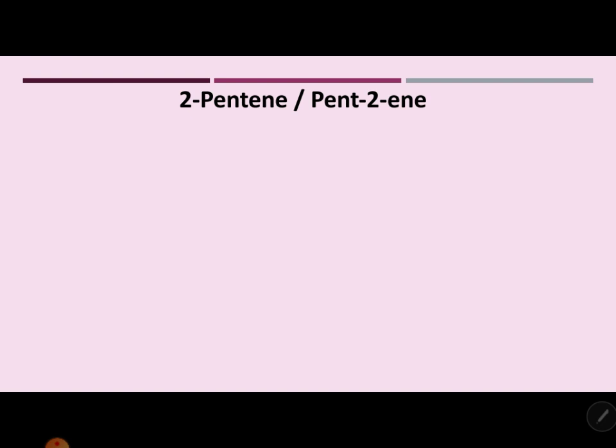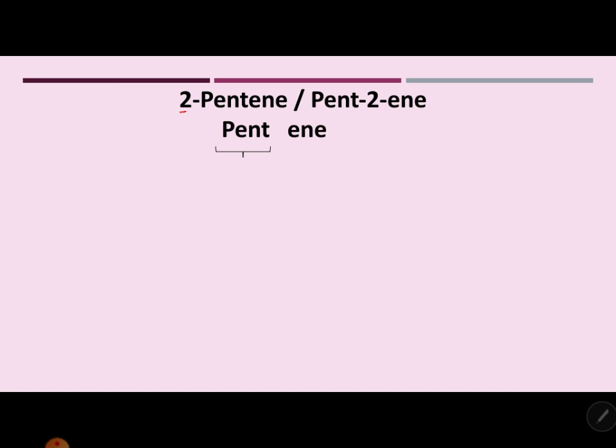Before you start drawing the structure, you need to know what you can learn from the name of the compound. The number in the beginning of the name indicates the position of the double bond. Number 2 in the given example shows that the double bond is present at carbon number 2. The name pentene can be divided into two parts.